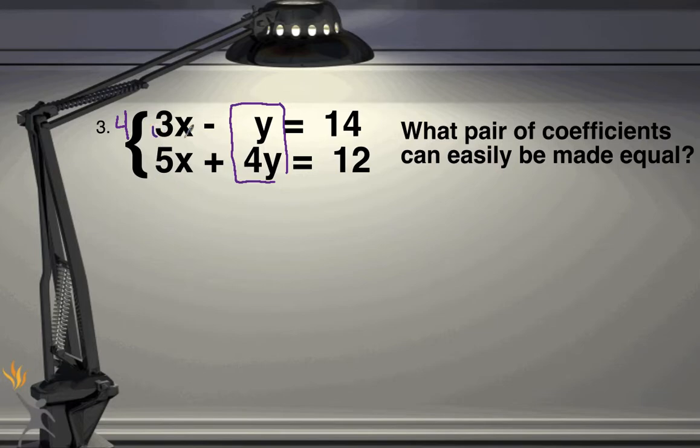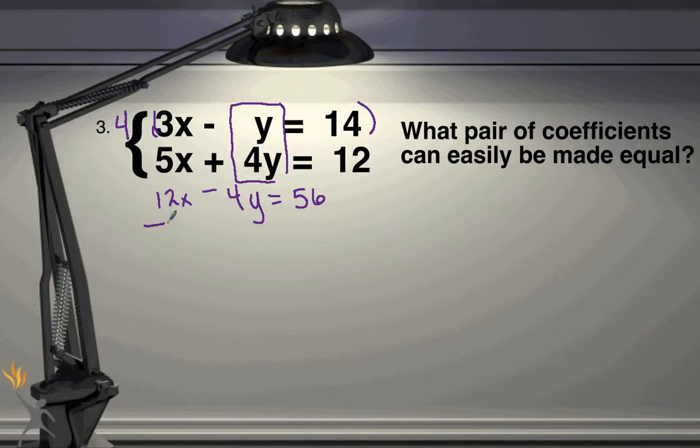So let's go ahead and do that. 4 times 3 is 12x minus 4y equals 56. So it gives me a slightly larger number, but that's okay.